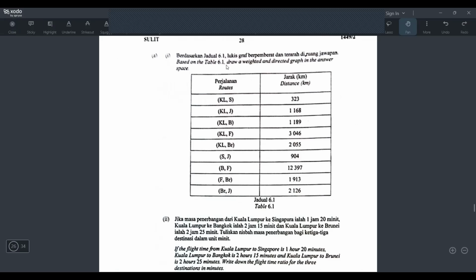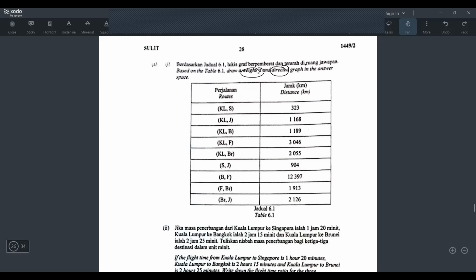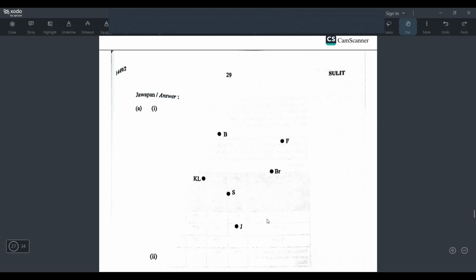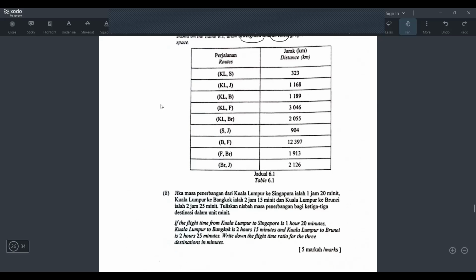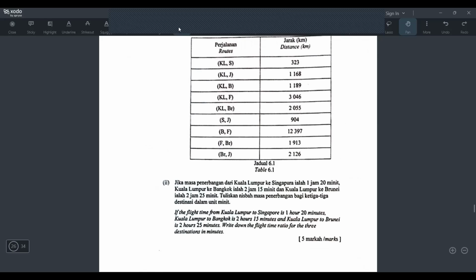And let's see what else. Based on table 6.1, draw a weighted and directed graph in the answer space. What is weighted? Weighted means the graph will have a labeling beside. And then what is directed? Directed mesti ada direction, so they want me to draw a weighted and directed graph in the answer space. So let's go and find the answer space. Where is it? Oh, okay, it's here. So did you see they already put down all the vertices for you? You just have to sambung the lines, right? So I don't even have to refer this map. I just look at the table, can already, right?